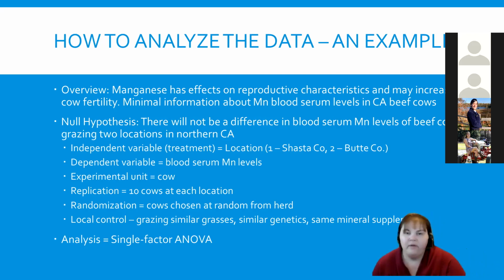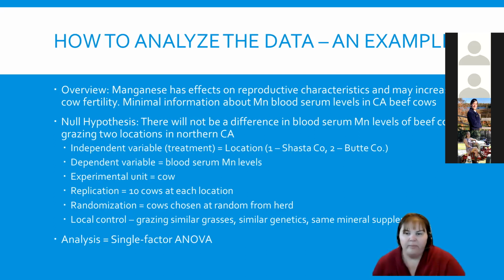All right, so the overview of this new example is that we know that manganese has an effect on reproductive characteristics and may increase beef cow fertility. Minimal information about manganese blood serum levels exists for cows here in California. So that's kind of our problem. The null hypothesis that we developed was that there will not be a difference in blood serum manganese levels of beef cows grazing at two locations in Northern California.